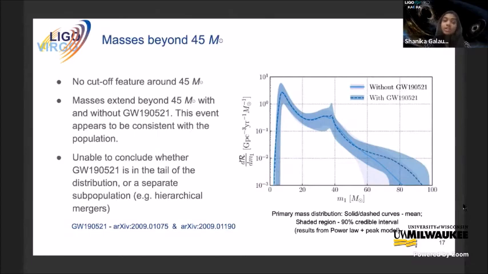So that's interesting. It may be in the tail of this distribution, but it might also be a separate subpopulation. We're unable to conclude this at this stage, but it may be part of this population, or it may be in a separate subpopulation, for example, hierarchical mergers. And the links below are the links to the papers on 1905-21. So that's the end for the mass section of this talk.